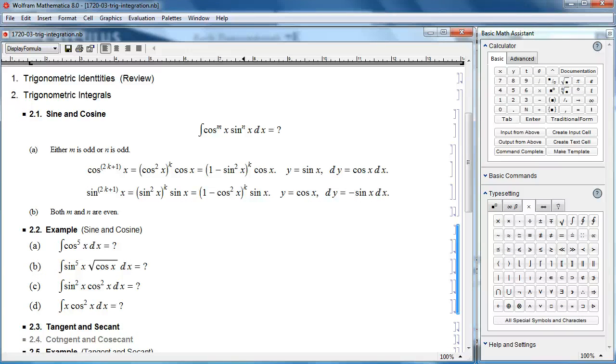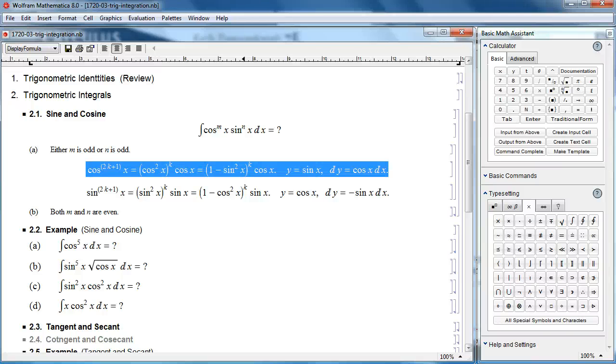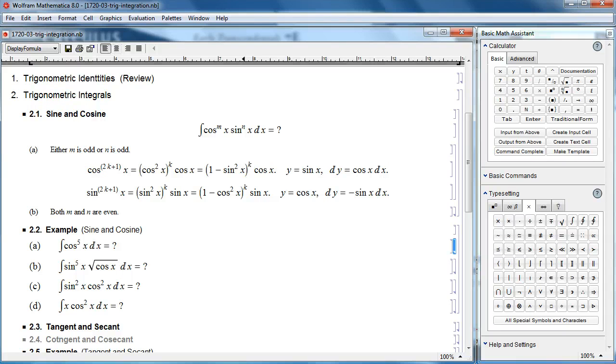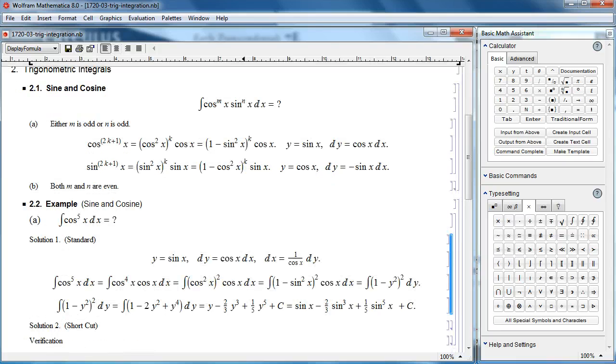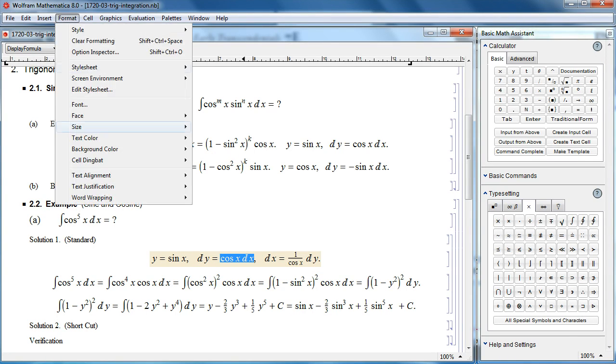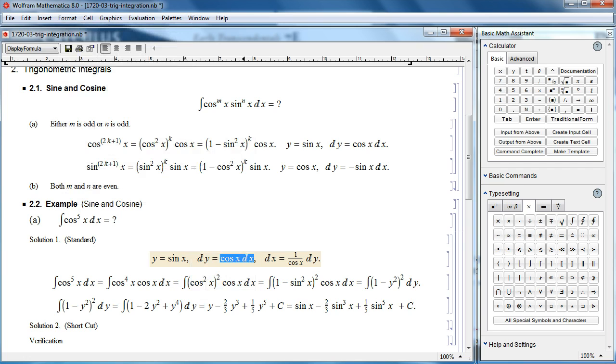And here are a couple of good examples, A and B. Let's go with A, which is a little bit easier. Cosine to the fifth power times sine to the 0 power. So if you simply take y as sine of x, then everything will work out fine according to this kind of strategy. Let's work it out. We'll simply take y as sine of x and dy is cosine of x dx. So that extra cosine of x that will come out will be absorbed by dy.